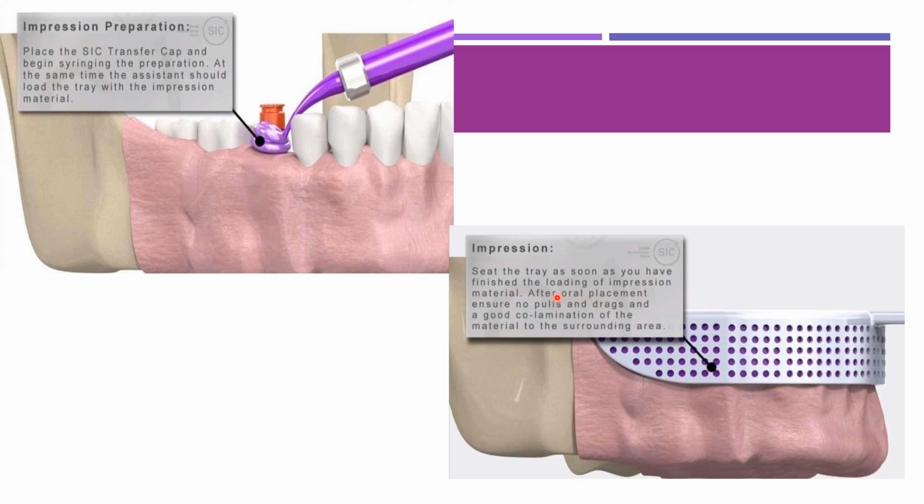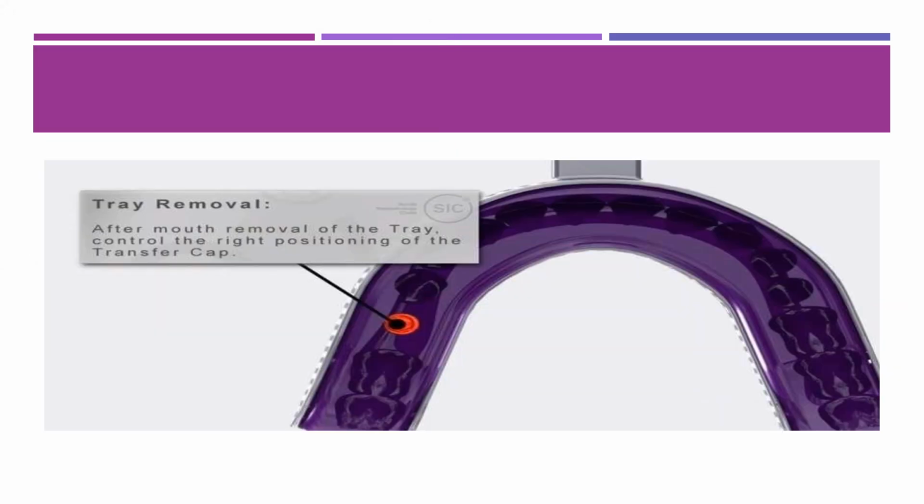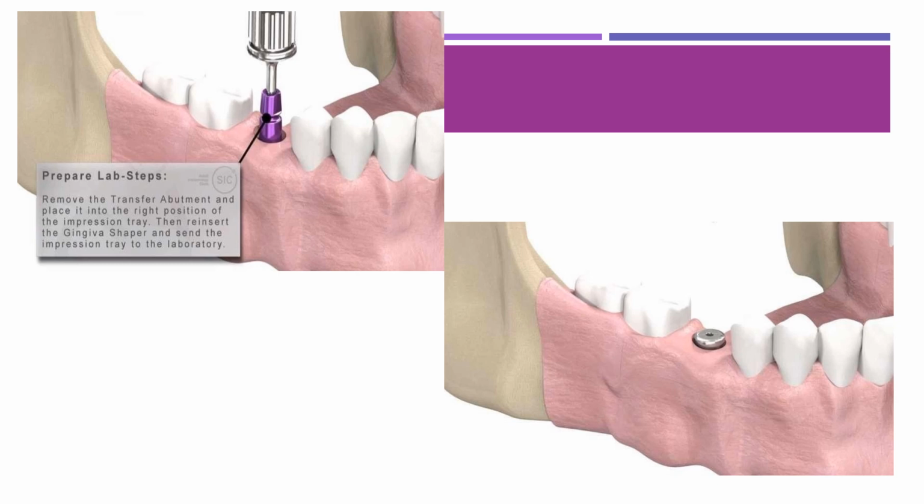After oral placement, ensure that there are no pulls or drags and a good lamination of the material to the surrounding area. So coming to the tray removal, you can see that after removal of the tray from the mouth, control the right positioning of the transfer cap. So coming to the laboratory procedures, remove the transfer abutment and place it in the right position of the impression tray. Then insert the gingiva shaper and send the impression tray to the laboratory.